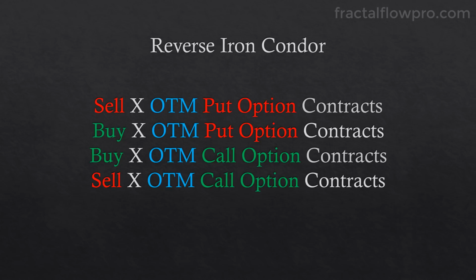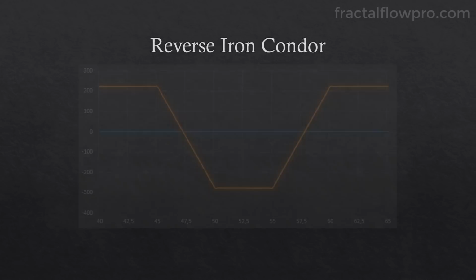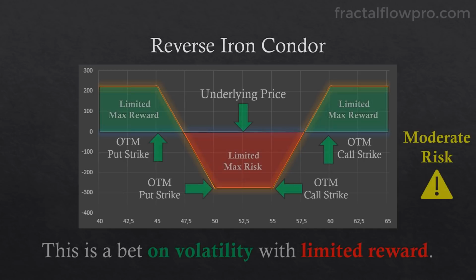The strategy consists in selling an X amount of out-of-the-money put option contracts, buying an X number of slightly less out-of-the-money put option contracts, buying an X number of out-of-the-money call option contracts, and selling an X number of deeper out-of-the-money call option contracts. This is once again a bet on market volatility.